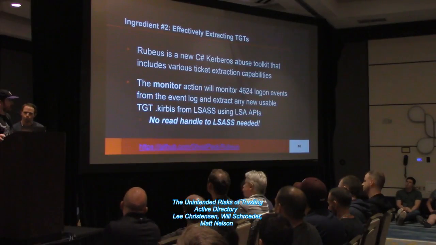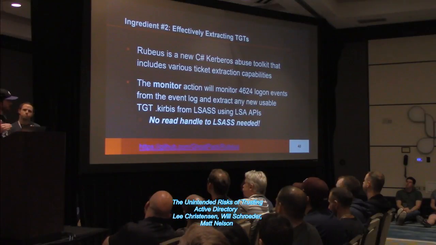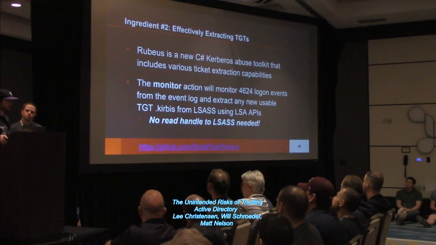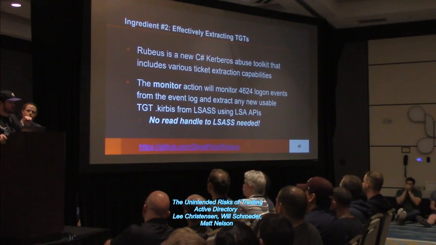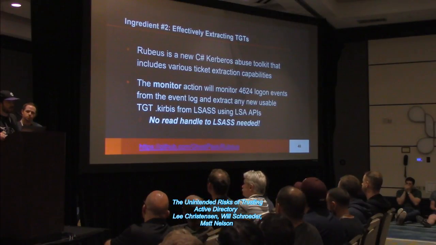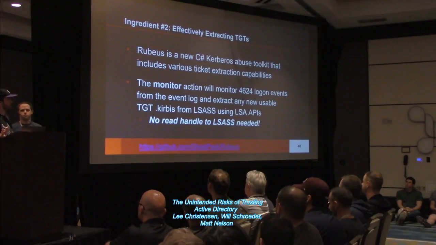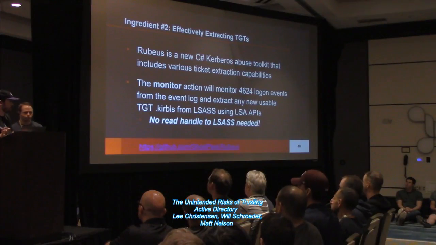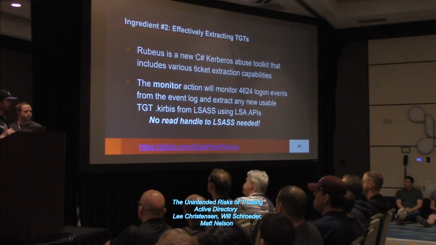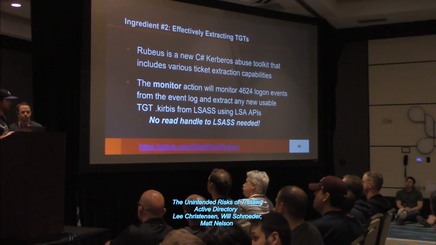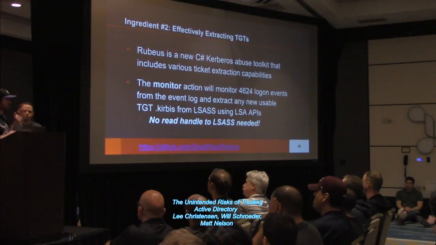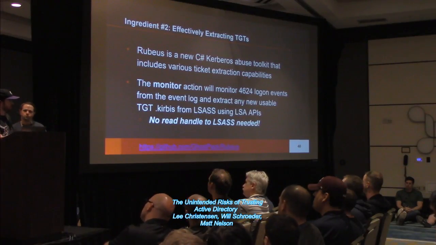So there's a monitor action, which you run elevated on an unconstrained server that you control. It'll monitor for 4624 logon events in the event log, and then it'll extract any new usable ticket granting tickets, KRB-CRED objects, out of memory from LSASS, using the approved LSA APIs. So we're not actually opening up a read handle to LSASS. This isn't like running Mimikatz to dump tickets or logon passwords. This is just using Windows APIs in an intended way, because they built the APIs, to extract these ticket blobs. This is the goal.